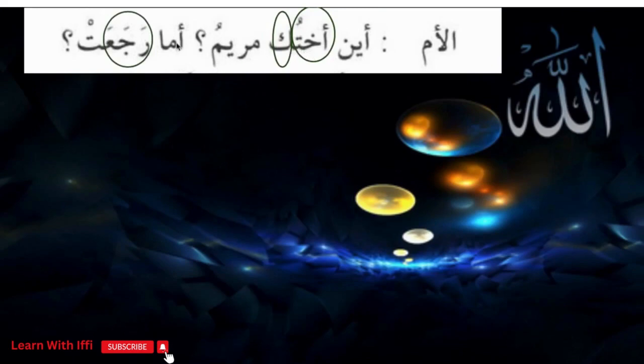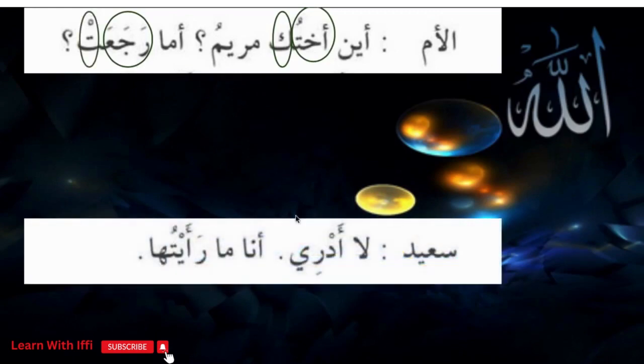So ama raja'at. So we know a is harfun istifham and ma is harfun nafi. So it's a rhetorical question. Did she not return? Raja'a, and this ta is ta'u tanisi. Raja'a is the fa'il.